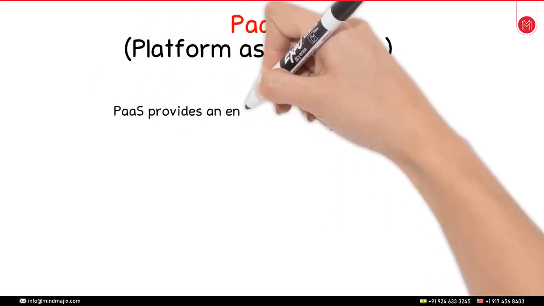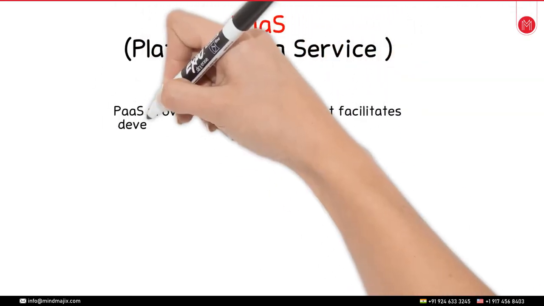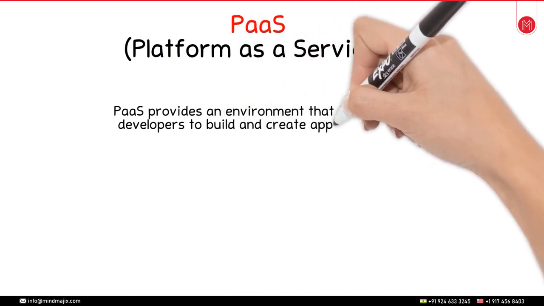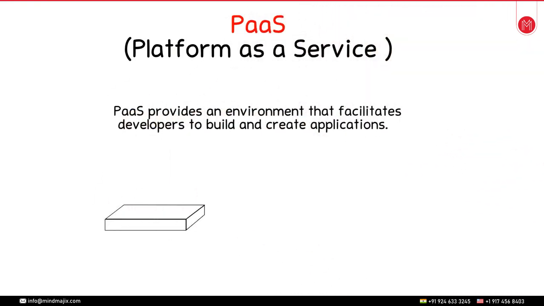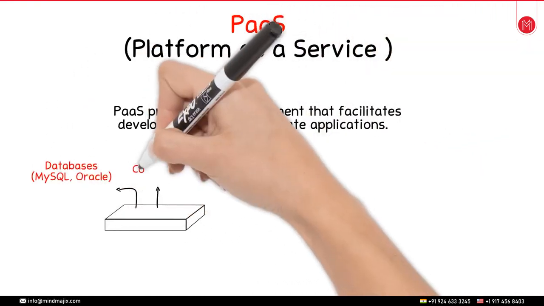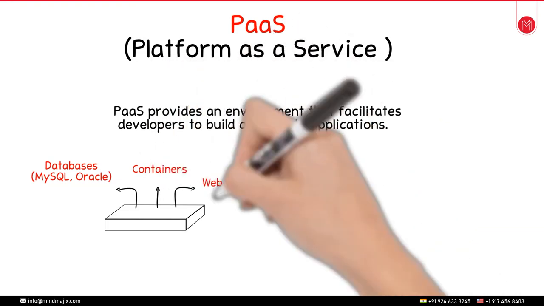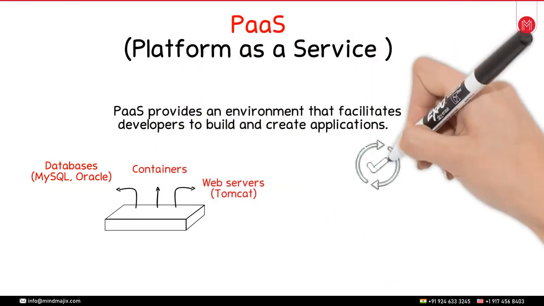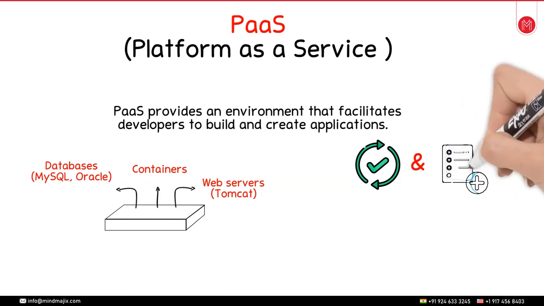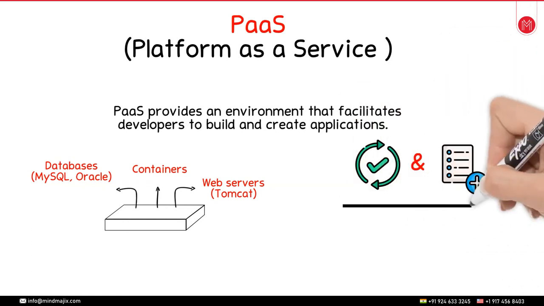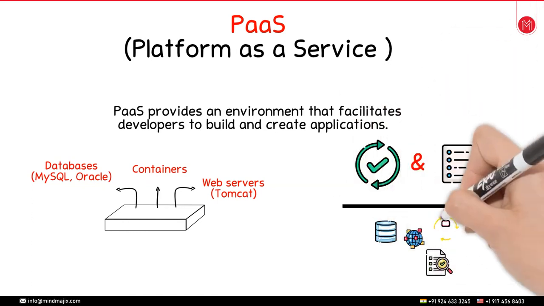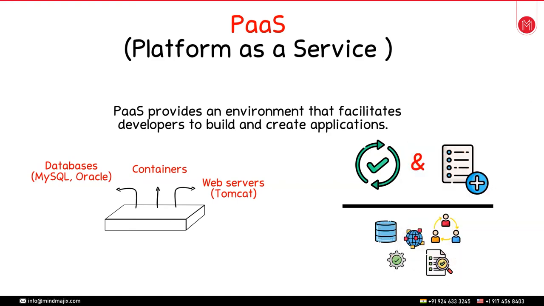The next type here is platform as a service. So platform as a service provides an environment that facilitates developers to build and create applications. So platforms can be anything like databases, containers, web servers, and so on. It keeps on updating and adding new features to the software and application, along with providing storage, networking, testing, collaboration, maintenance, and deployment of applications.